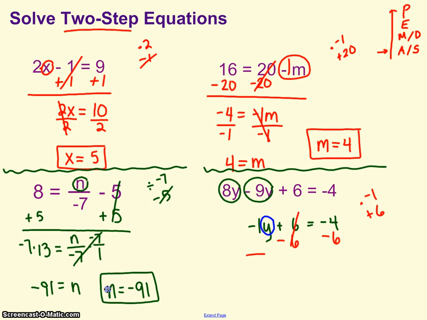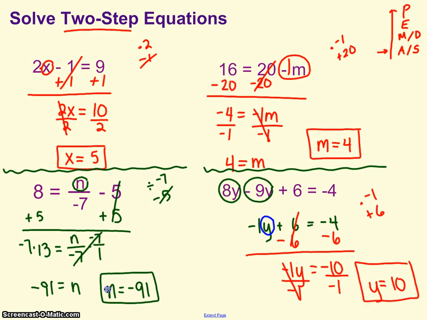6 minus 6 is 0, so that cancels out. Negative 1y, bring down your equal sign. Negative 4 minus 6 is a negative 10. Now this negative 1 times y, the opposite of multiplying by negative 1 is dividing by negative 1 on both sides. So y equals negative 10 divided by negative 1, which is a positive 10. And we get y equals positive 10.